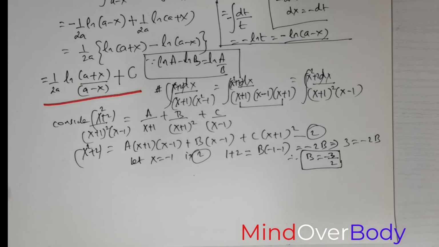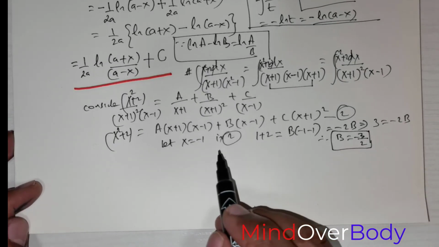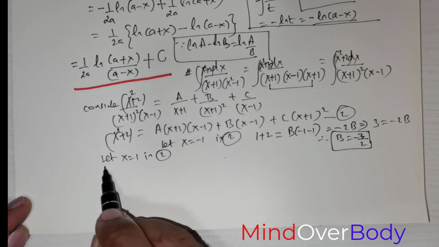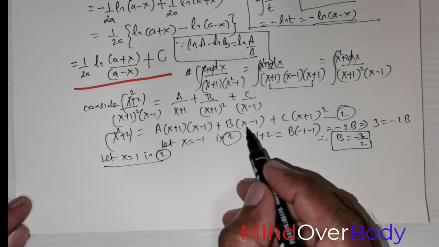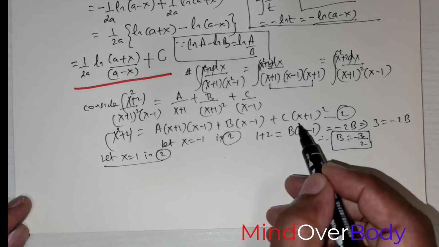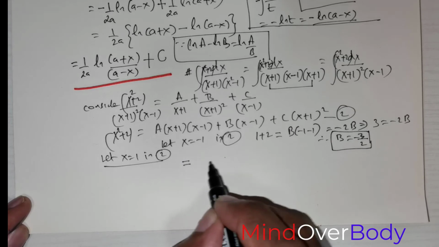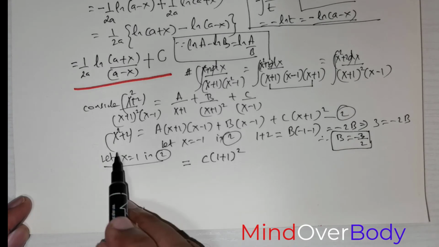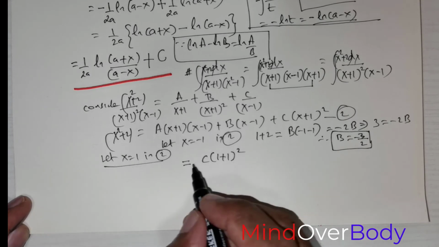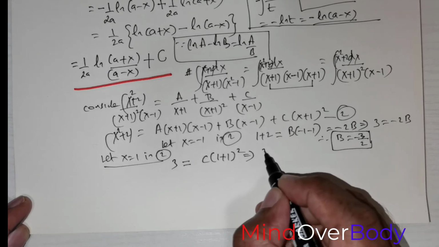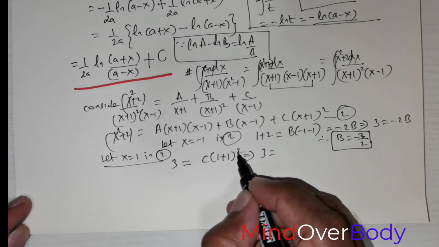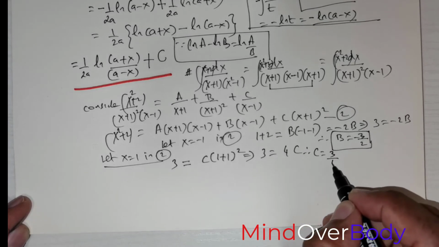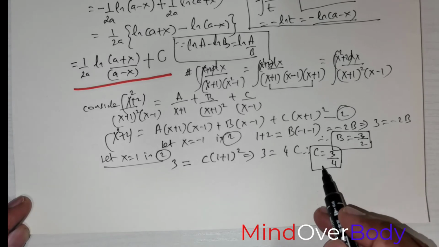So that's critical. Now let me get rid of this term now. So let x be equal to 1 in equation 2. If I were to take x equal to 1 in 2, this term is going to go off. This term is going to stay. So c of (1 + 1) raised to the power of 2. On the left hand side, x is equal to 1, this is going to give me 3. So 3 is equal to (1 + 1) squared, 2 squared is 4, so 4 times c. Therefore the value of c is going to be 3 over 4. So we have got the value of b. We have got the value of c.